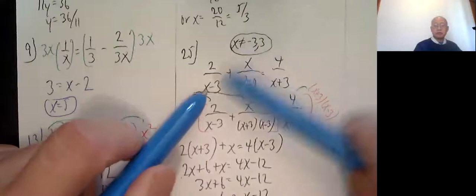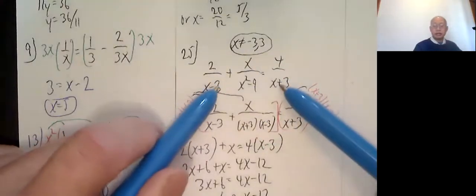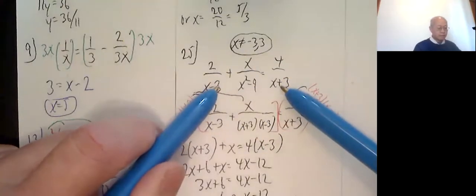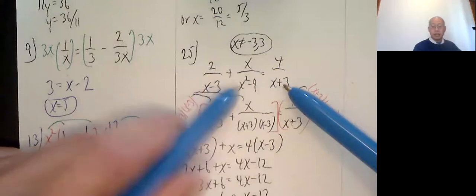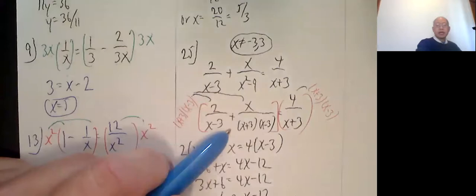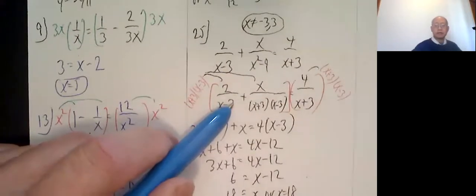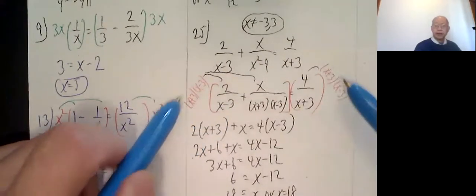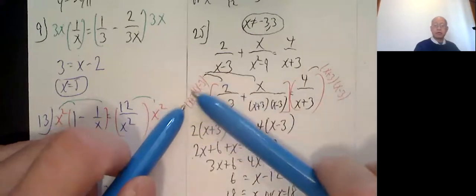25, before we start, we want to say x is not allowed to be 3 or negative 3, right? Because that gives me 0 in the denominator. Factor this into x plus 3, x minus 3. And now multiply both sides by x plus 3, x minus 3, which I ran out of space, so I wrote it kind of sideways here.